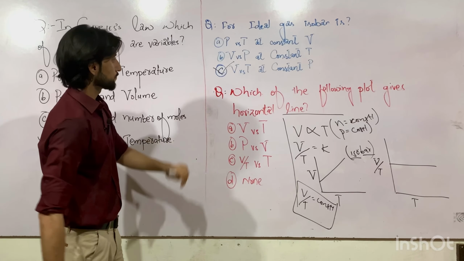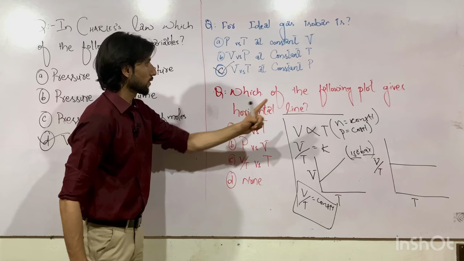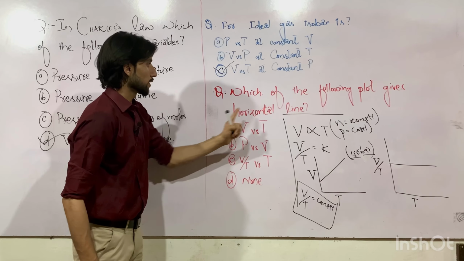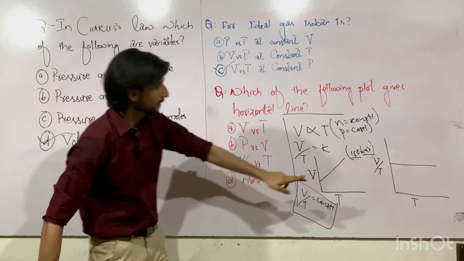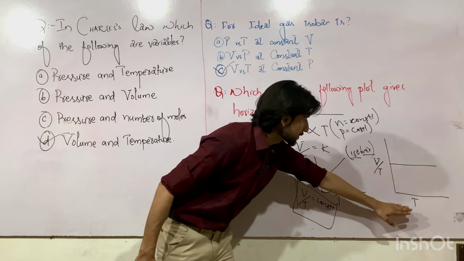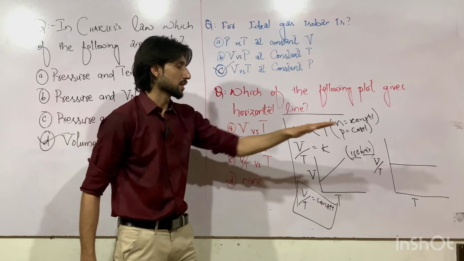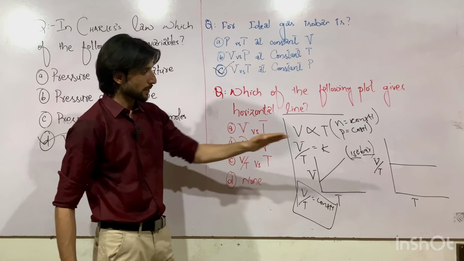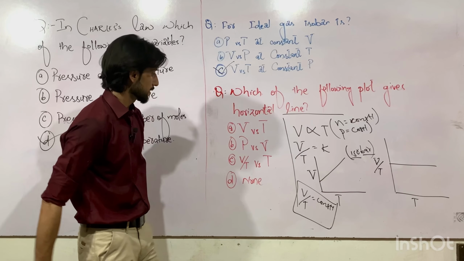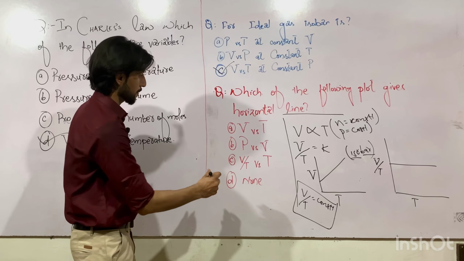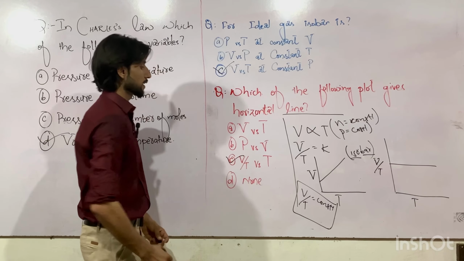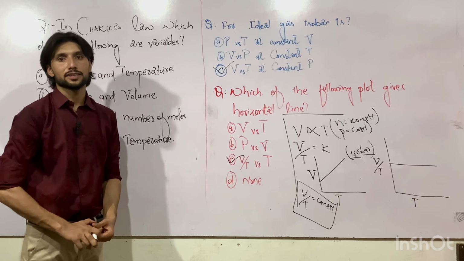Now the third one, which of the following plots gives a horizontal line? So we can see V over T, at constant temperature, will give us a horizontal line which is parallel to the x-axis. So V over T versus T gives us a horizontal line.